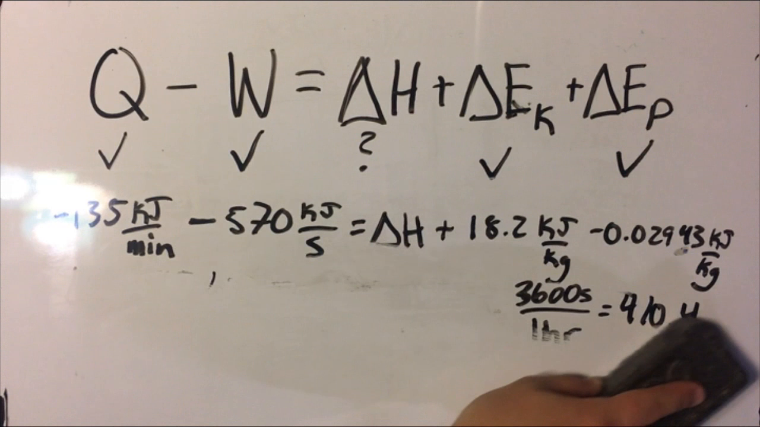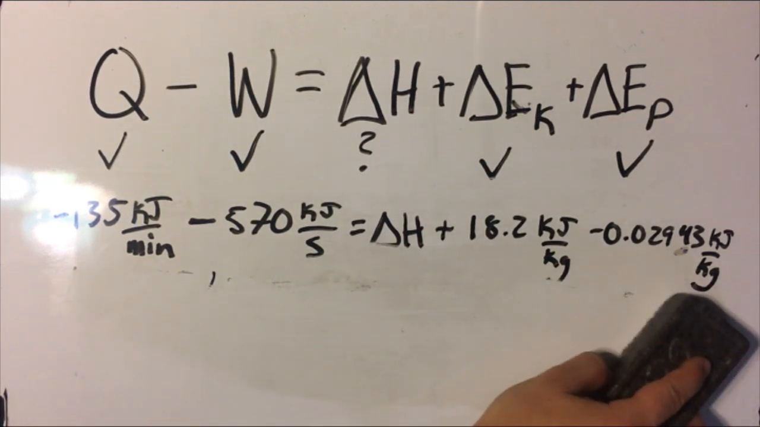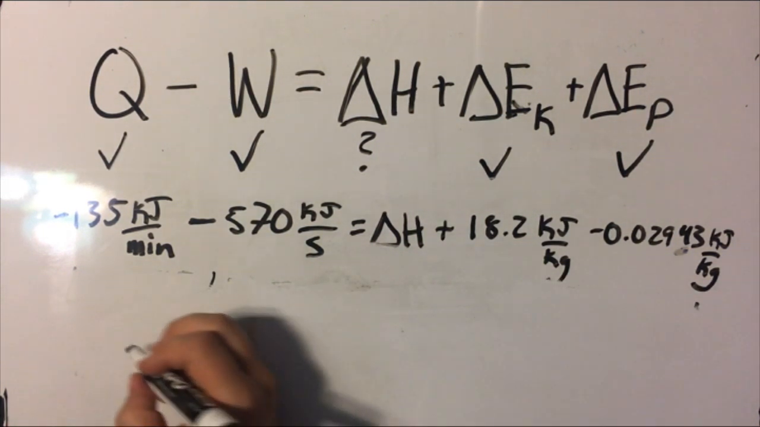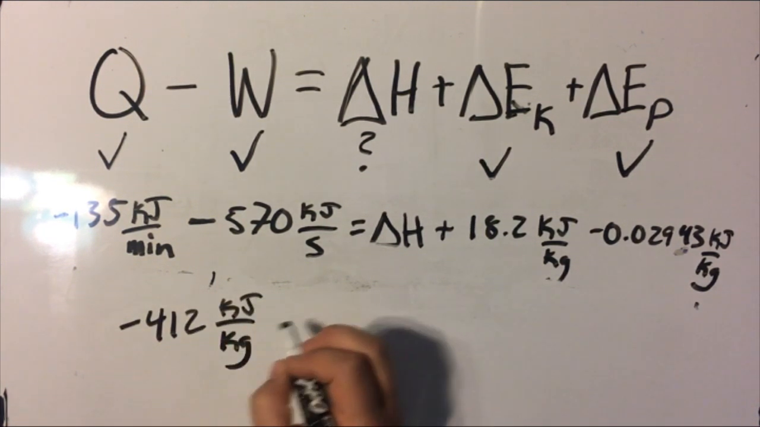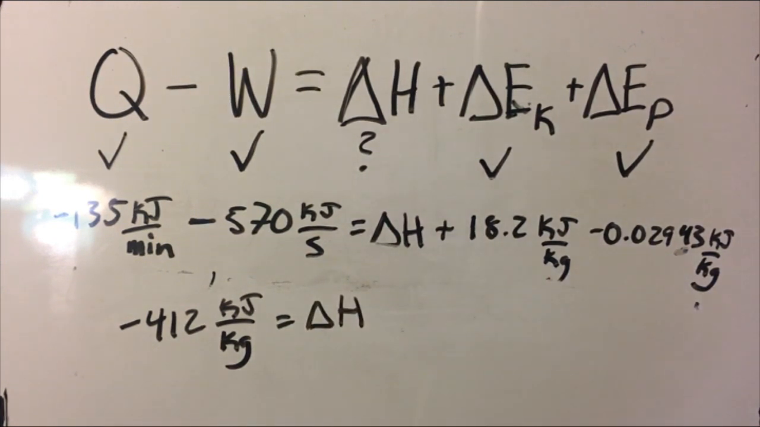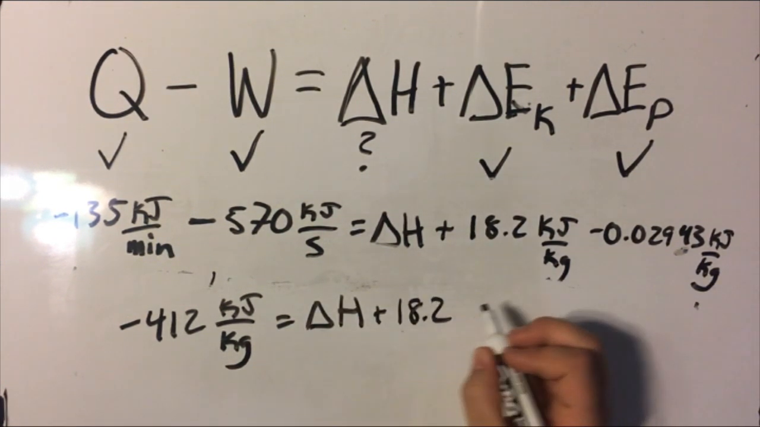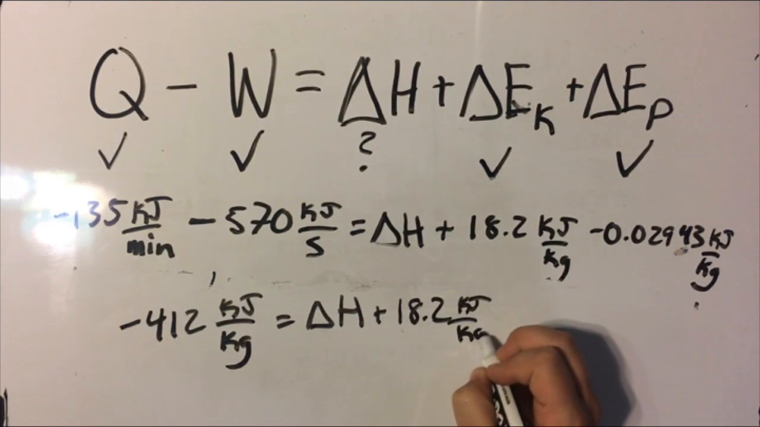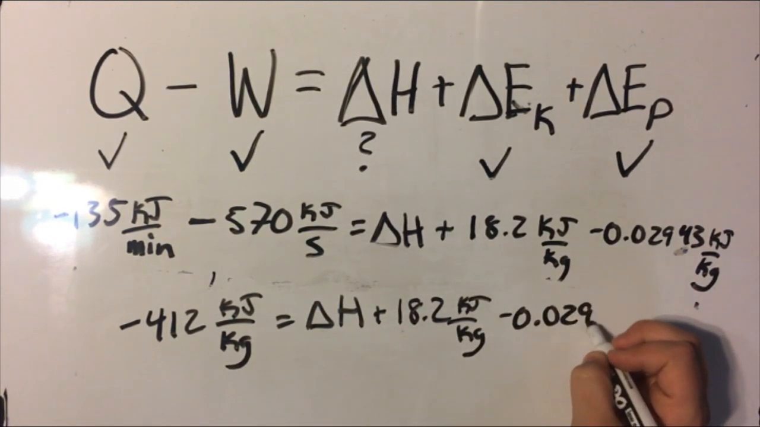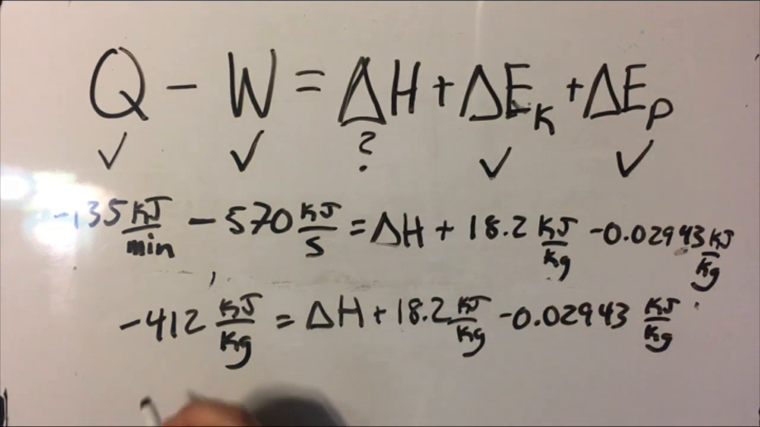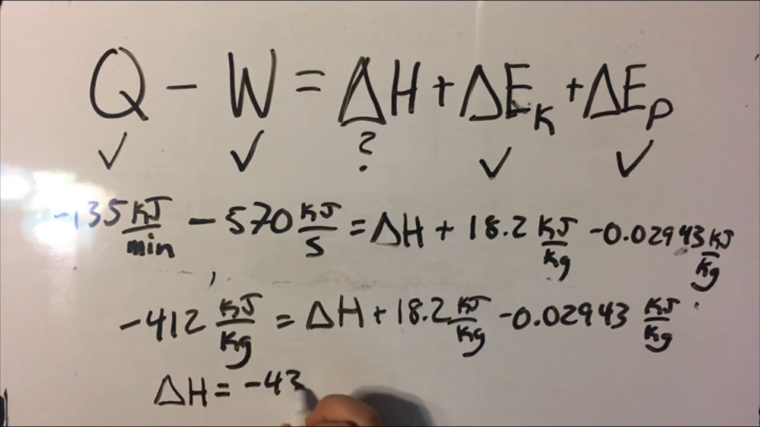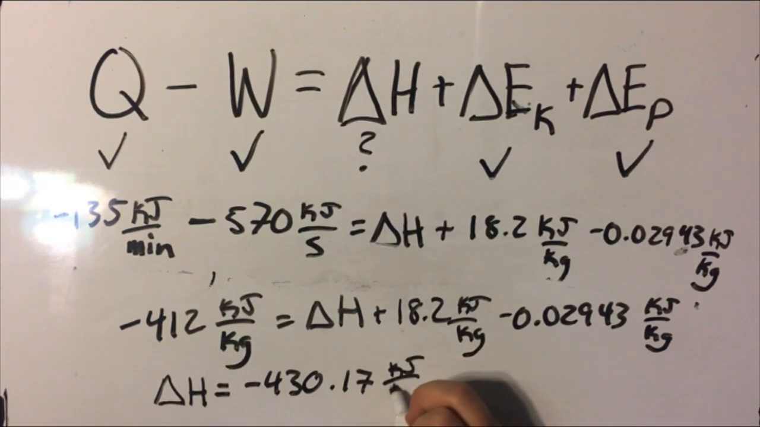Alright, so now we have all the numbers that we want. Let's start actually solving. So our left side is going to simplify down to negative 412 kilojoules per kilogram, which equals our change in enthalpy plus our changes in energy that we calculated earlier. And a bit of basic algebra later, we get our change in enthalpy to be negative 430.17 kilojoules per kilogram.